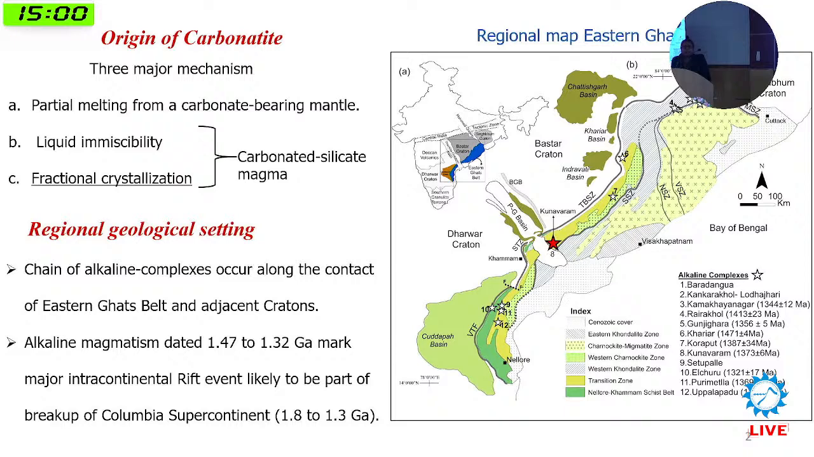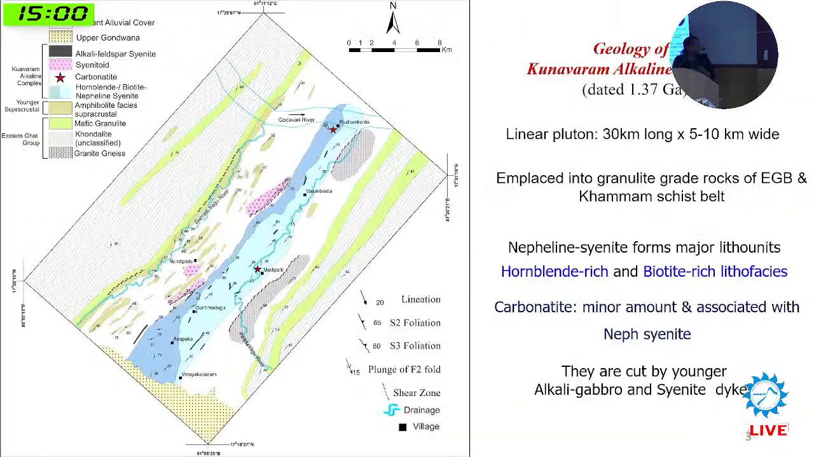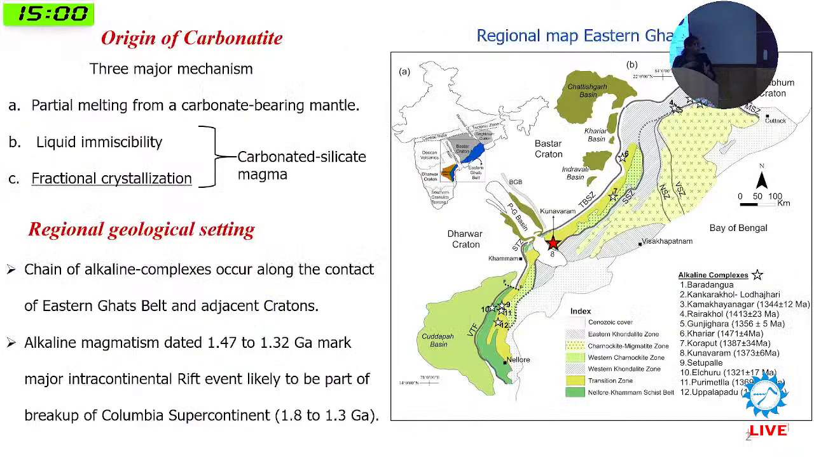Kunavaram alkaline complex, or KAC, is emplaced at the contact zone between the Eastern Ghat belt and its adjacent cratons. At the same contact zone, numerous alkaline plutons are emplaced, which are dated between 1.47 to 1.32 billion years, and they are correlated with a major intercontinental event, which is likely to be a part of the breakup of the Columbia supercontinent.